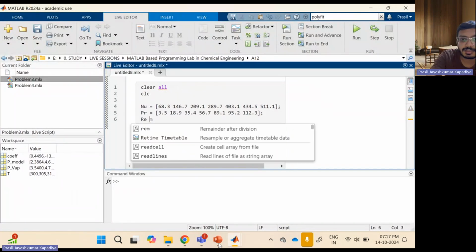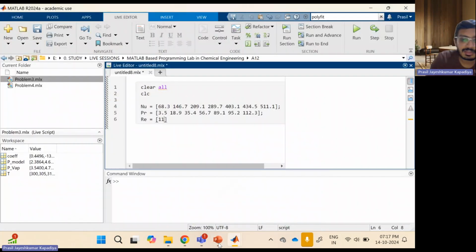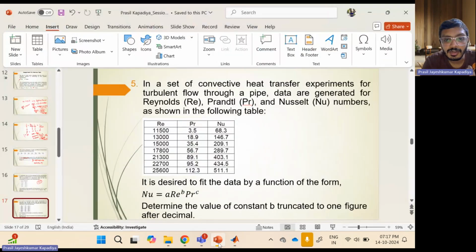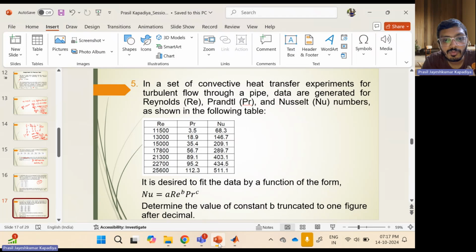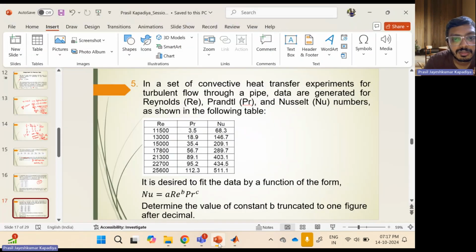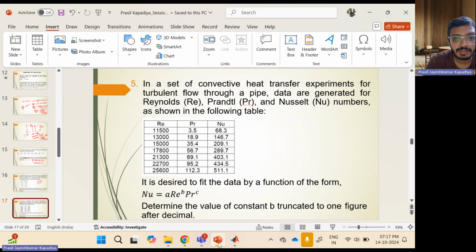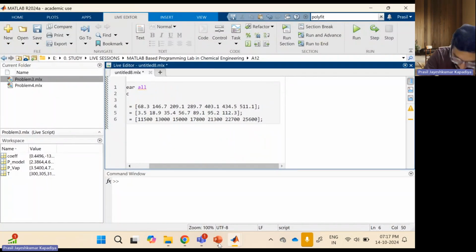Now my Reynolds number is equal to 11,500, and 13,000, then 15,000, then 17,800, then 21,300, then 22,700, and 25,600. Okay, this is my data.